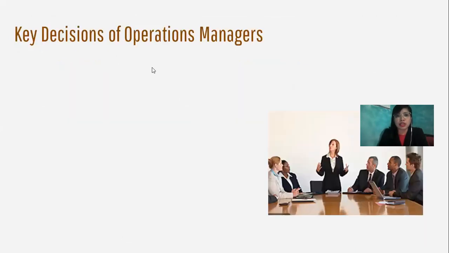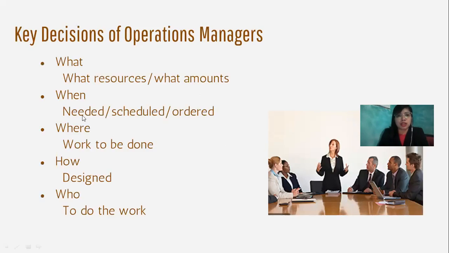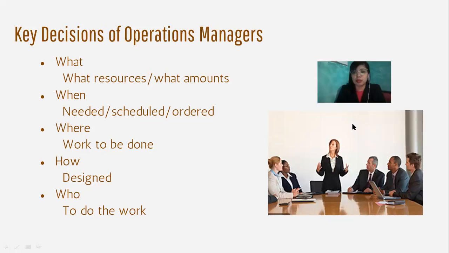Key decisions of an operations manager. We have the 4W and 1H. We have what resources and what amount, when it is needed, scheduled and ordered, where the work is to be done, how, the procedure in order to design all the products and services, and then who is to do the work. Who are the personnel that will do the job, or that will be tasked to do the job.